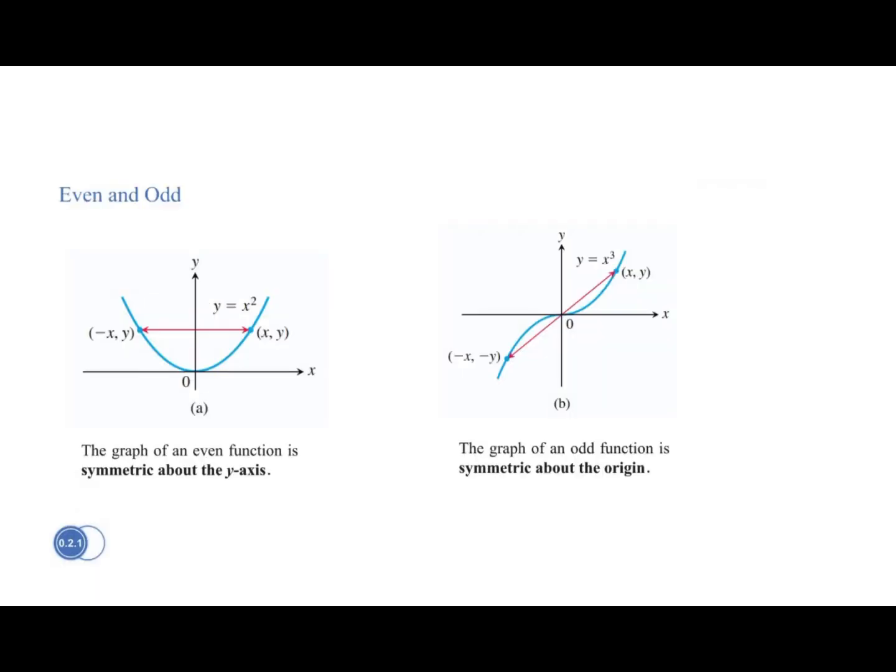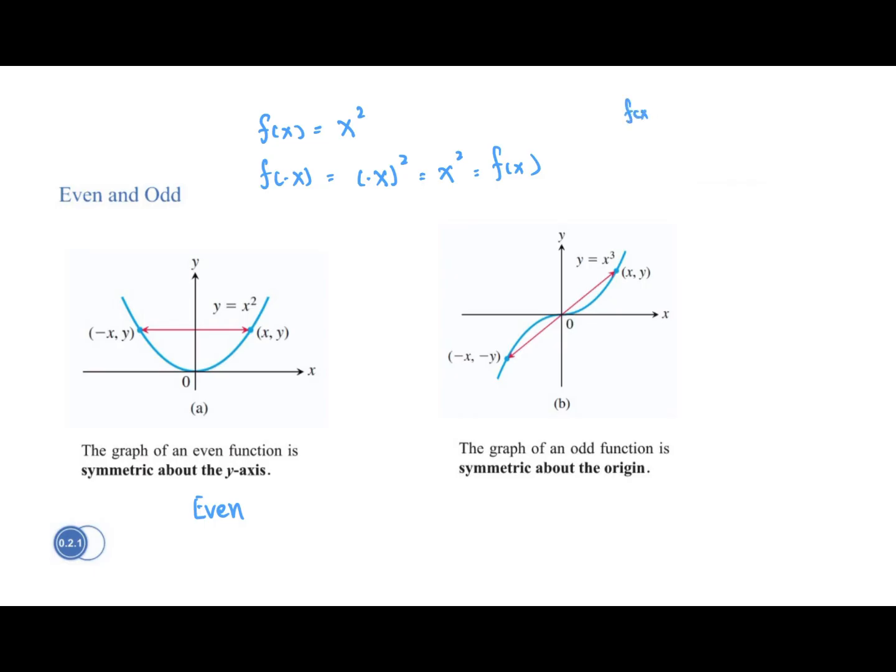Let's see some examples. On the left, we have f(x) = x². f(-x) = (-x)² = x², which means f(-x) = f(x). So this is an even function. And visually, the graph of an even function is symmetric about the y-axis.